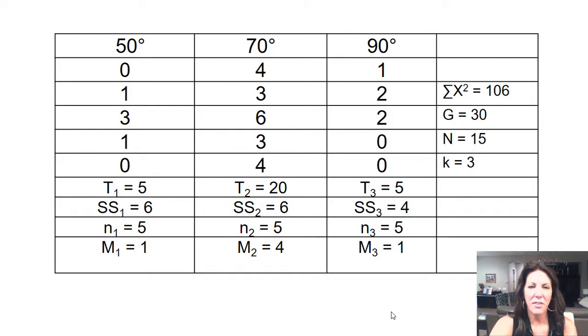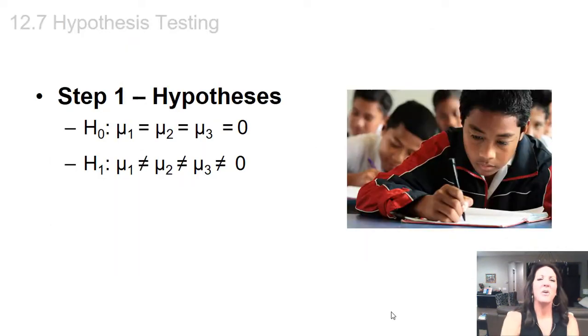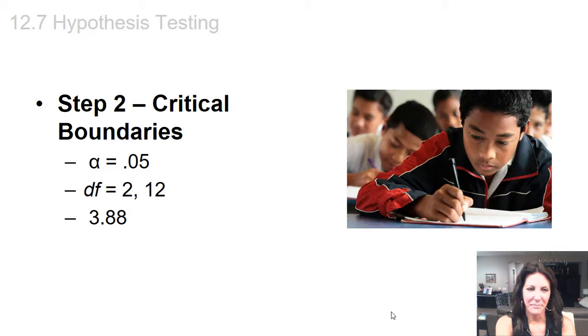So let's start with our hypotheses. The way that we set our hypotheses in an Anova is the null hypothesis is that the groups are equal, that the means of the groups are equal. The mean of group 1 is equal to group 2 is equal to group 3. And the alternative hypothesis is that the means of these groups are not equal, that somewhere in there there's an inequality. So that's the hypotheses.